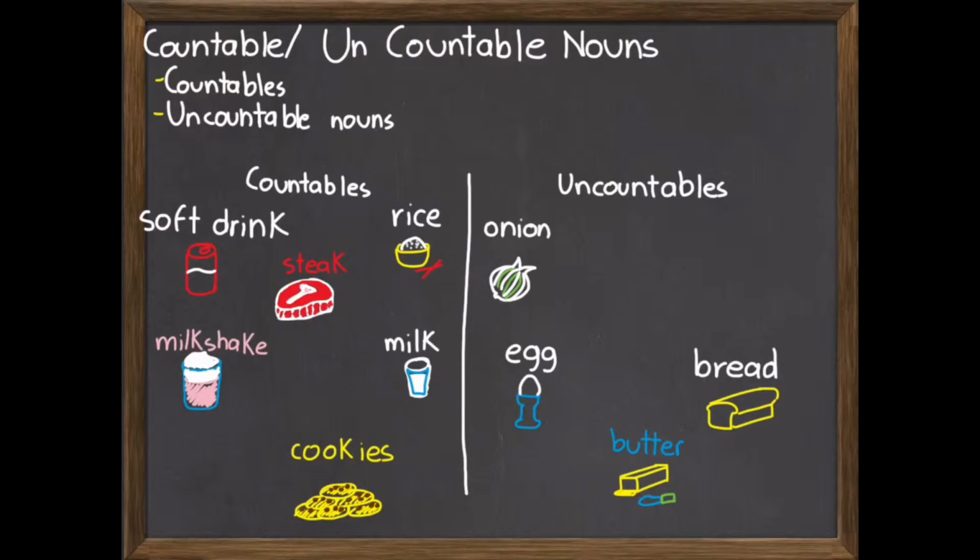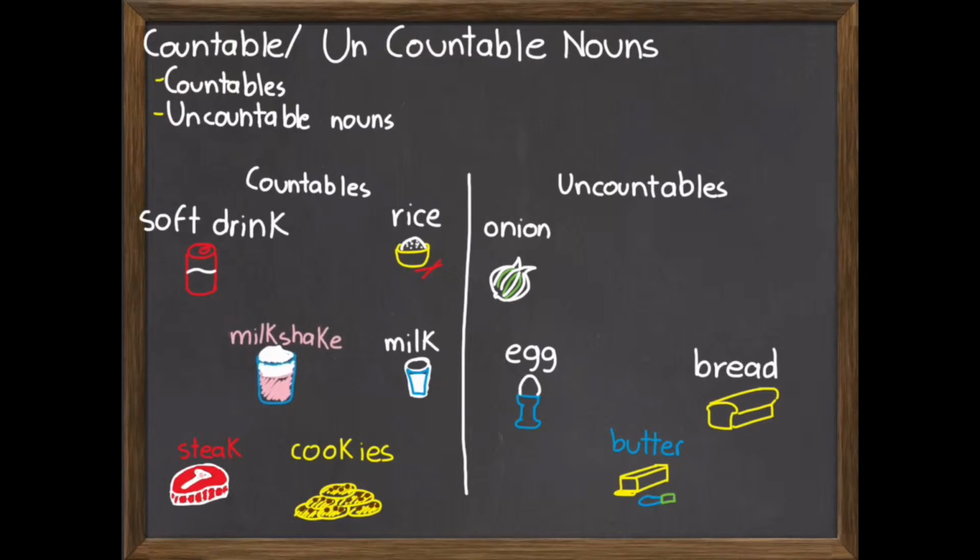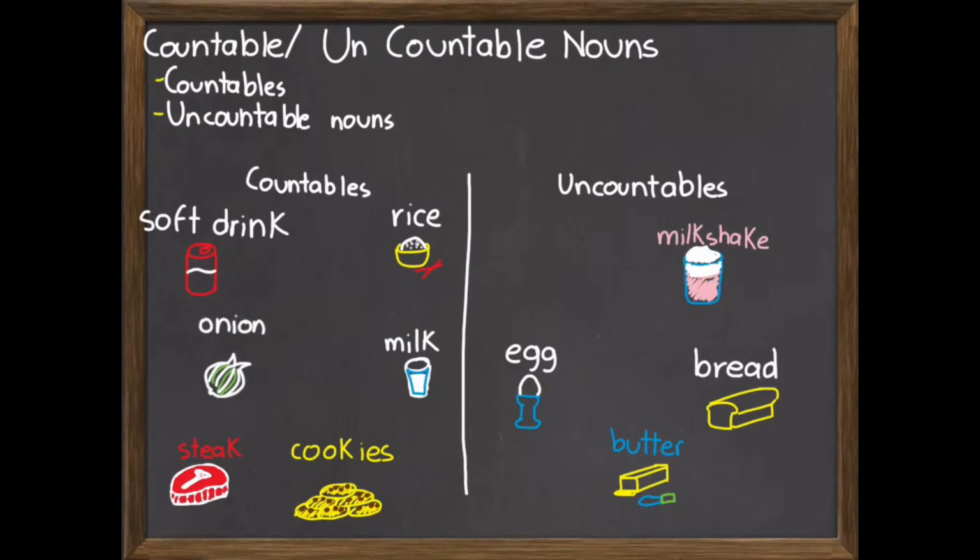What about steak? Can you say one steak? Two steaks? Three steaks? Yes. Can you count the amount of steaks that you have eaten? Yes, so it goes here with countables. What about milkshake? You can count the glasses of milkshake that you drink, but the word milkshake, you cannot count it, so it goes with uncountables. What about onion? The word onion, you can count how many onions you have put in your stew, so it goes with countables.